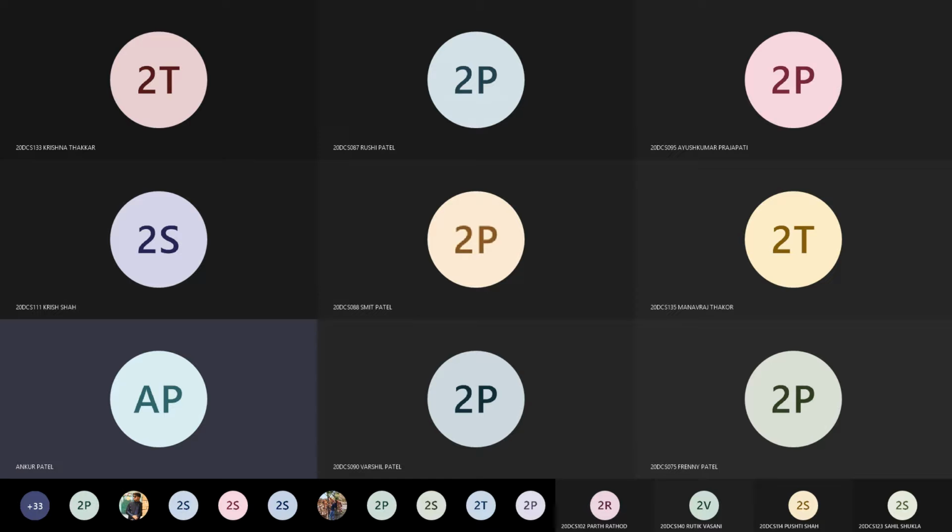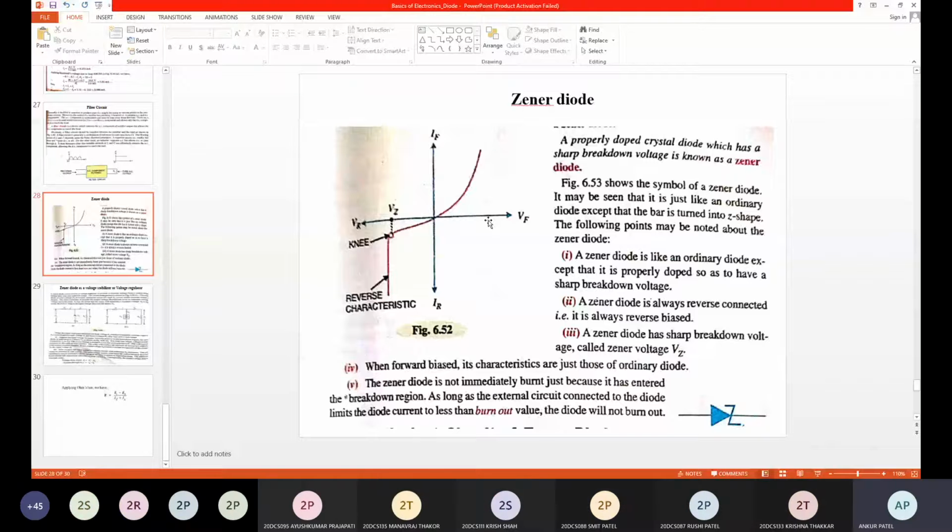Okay, so these are the characteristics of a Zener diode in the forward and reverse regions. You can see that in the forward region, we are not getting a linear curve. The current is increasing, but not sharply. We are not getting a straight line. But in the reverse characteristics, you can see we are getting an almost vertical curve after the breakdown region.